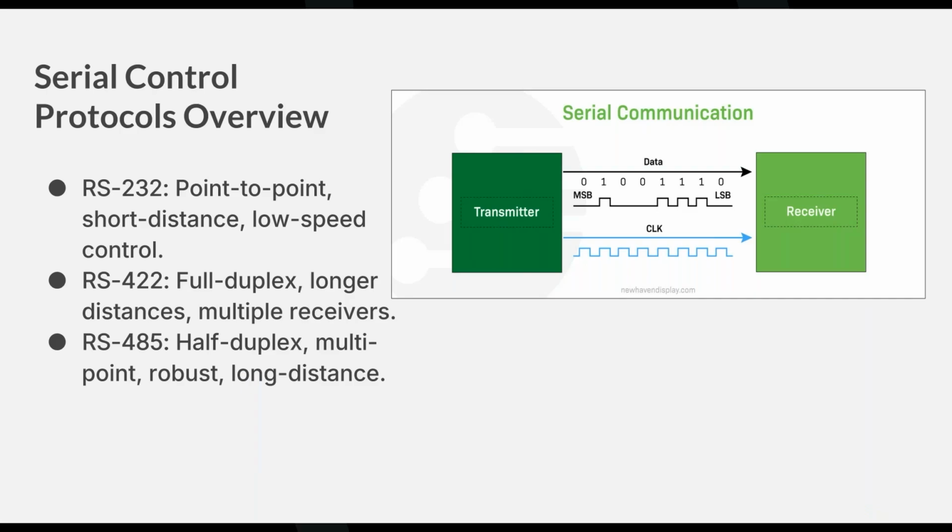RS-422, which is a full duplex differential protocol, supporting longer distances and multiple receivers. So if you need it for broadcast gear, industrial sensors where one controller sends commands out to a network of several receivers. And then RS-485, which is a half duplex, multi-point differential protocol for robust long distance communication. So that's building automation systems, HVAC, lighting, some BiAmp or Tesira DSPs or access control panels would be some that utilize this as opposed to 232 or 422.